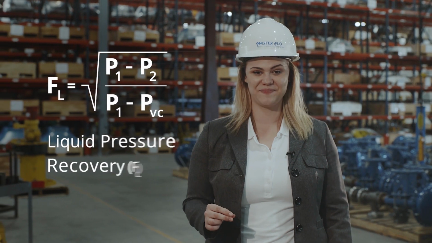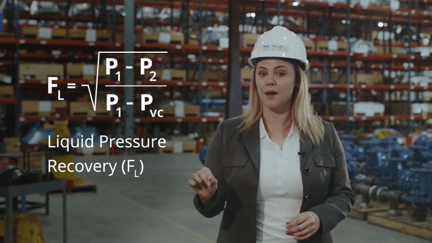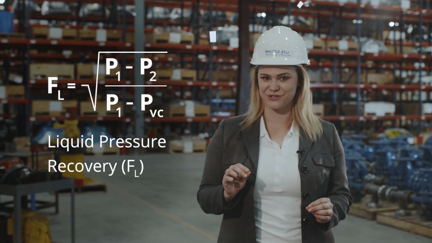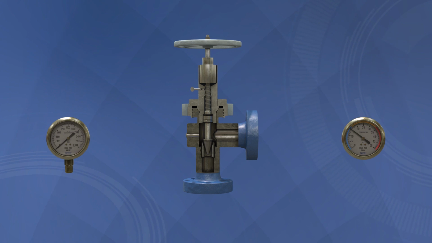That brings us to another important factor of the choke valve selection process, the liquid pressure recovery. This is the ratio between the pressure drops and the difference between the upstream and the vena contracta pressures. If the pressure in the choke falls below the vapor pressure of the liquid, cavitation may occur. When this happens, the pressure is greatly reduced in the valve. The susceptibility to cavitation is governed by the valve FL number, which determines how low the pressure can get inside the valve. In extreme cases, freezing of gas may occur in choke valve due to hydrate formation.